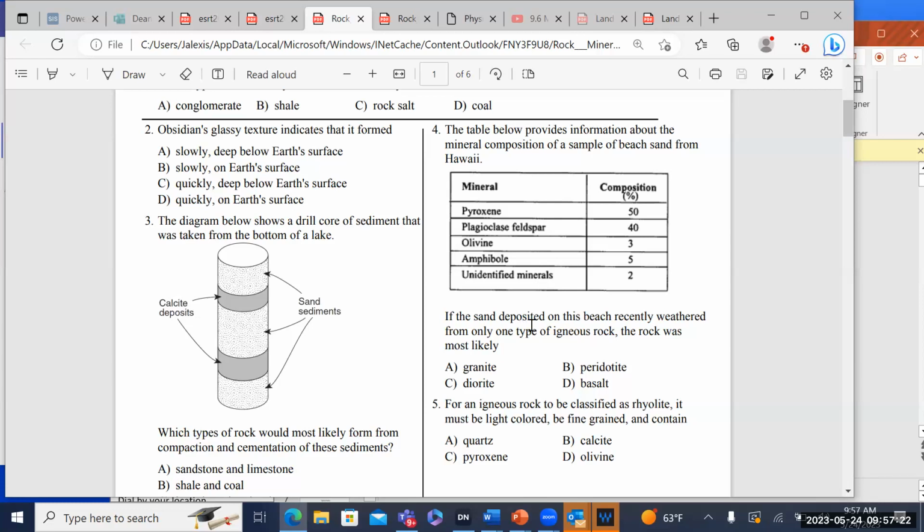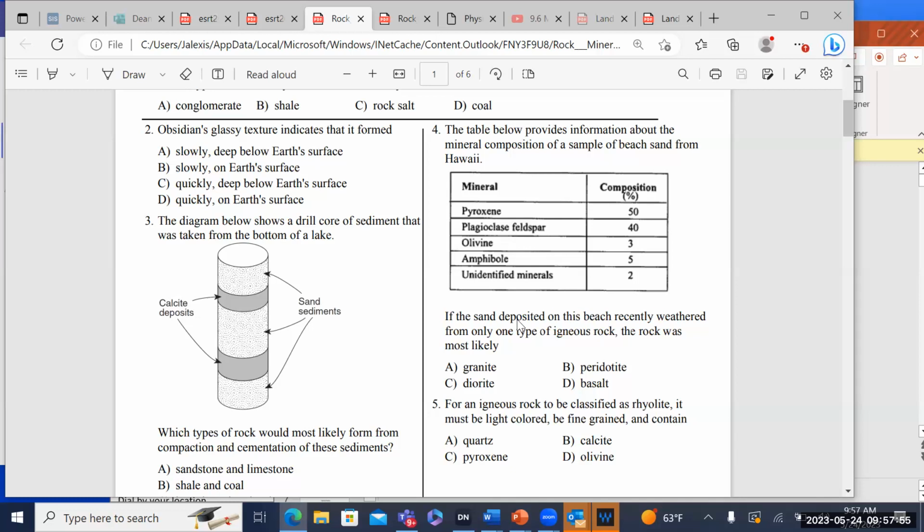If the sand deposited on this beach recently weathered from only one type of igneous rock, the rock was most likely blank. So for starters, I already see that one of the key things is that this type of rock is an igneous rock. And we have to remember that minerals make up a rock. A rock is made up of a combination of different minerals. So therefore, they give me the composition.